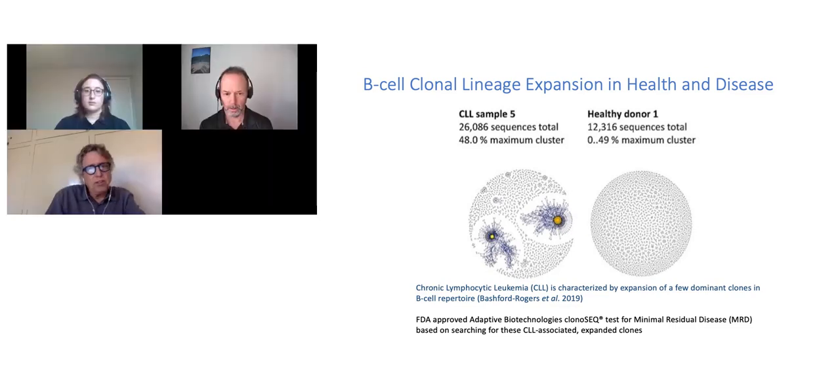And what you see are these huge expansions. This is a clone, 2 B cell clones that have gone crazy and are cancerous. They're replicating at a much too fast rate. On the right side is a healthy donor.